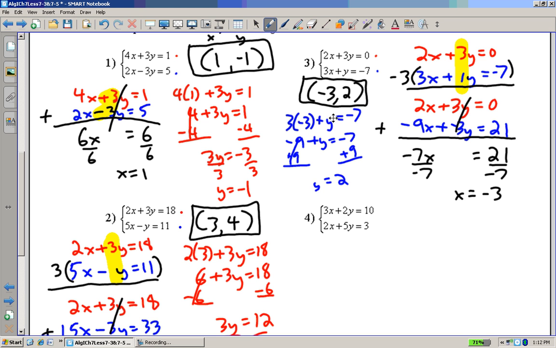Now, as always, you could go ahead and try to make this video as short as I can. But if you wanted to in your own time, you could plug this back in, plug in negative 3 for x and 2 for y, and it should make a true statement for both of these for it to be a solution of the system.